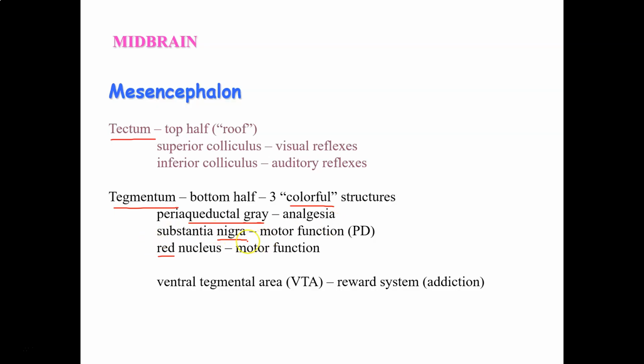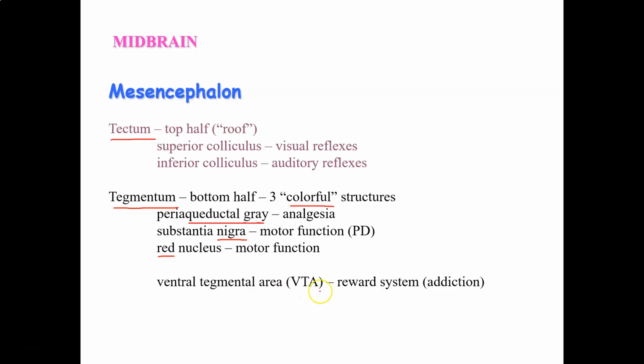The substantia nigra, which we've already talked about earlier in this lecture, sends its axons to the basal ganglia. So it handles motor function, and it's the one that dies in Parkinson's disease, PD. The red nucleus also handles motor function, but different kinds of motor functions. Again, you don't need to worry about it because we're not going to be going into depth with the motor system at all in this course.